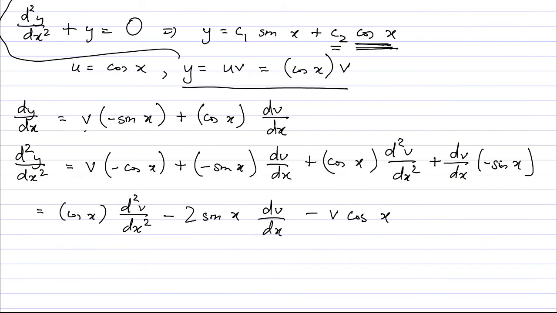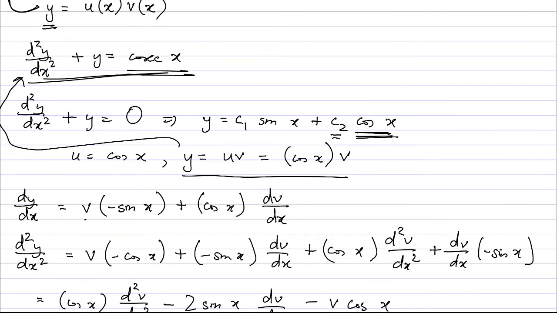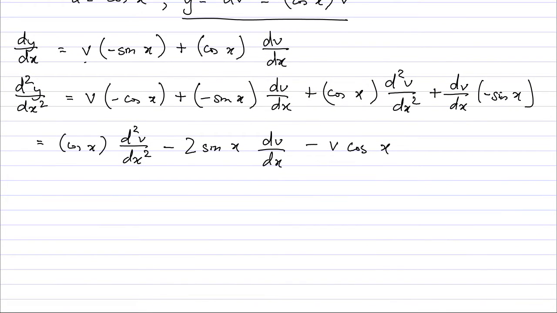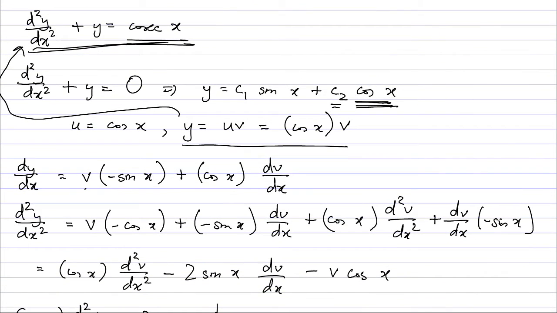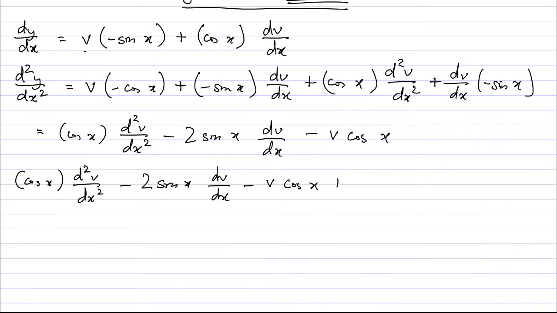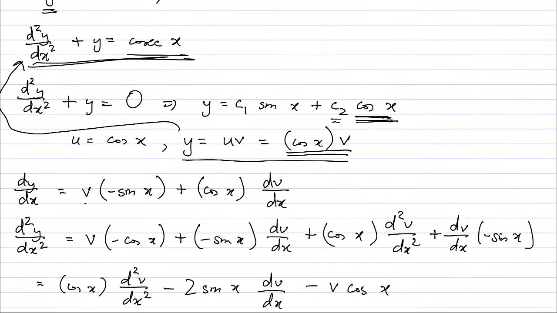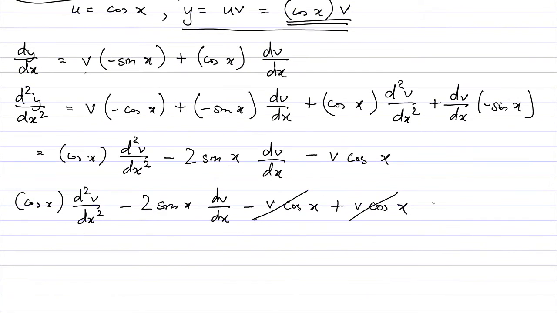Fine, and now you plug this back into your differential equation, this one. So you have over here cosine of x times the double derivative of v with respect to x, minus 2 sine of x dv by dx, minus v cosine of x. This is the double derivative of y, and then you have plus y, and y, remember, is v cosine x. So you have v cosine x. That's your simplification. This term cancels that term, and this whole thing is of course equal to cosecant x.